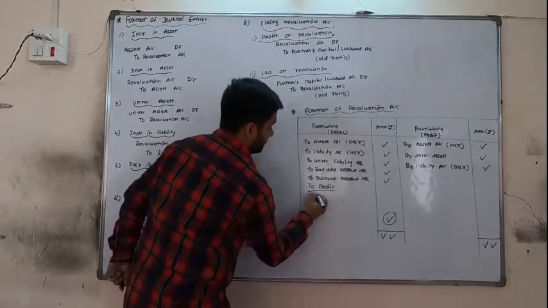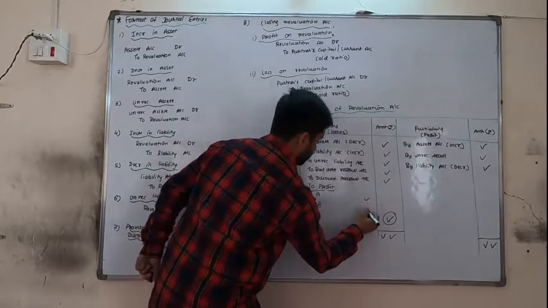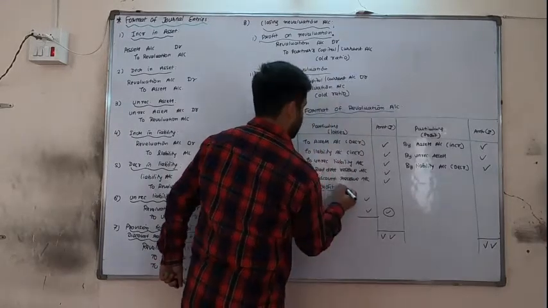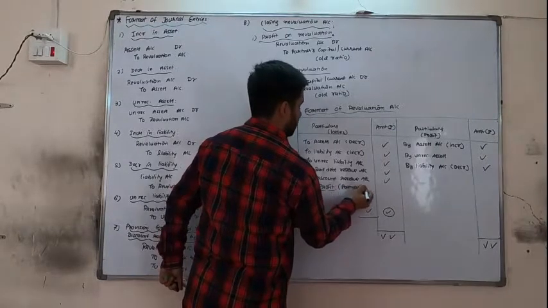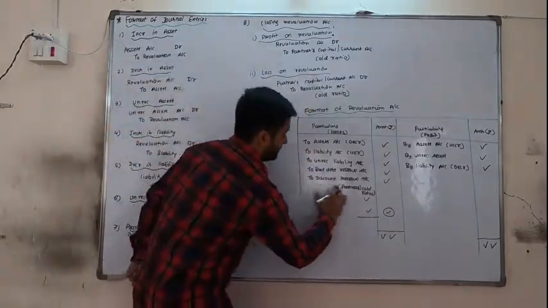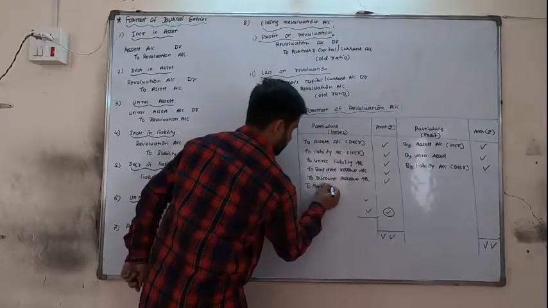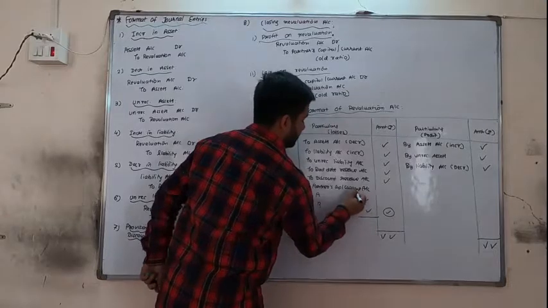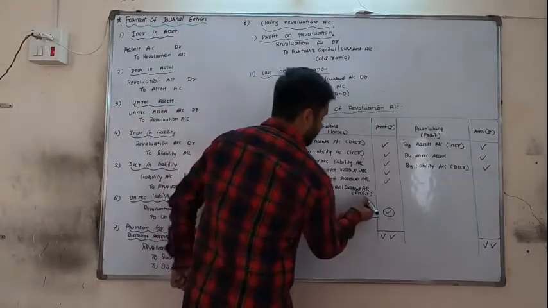To profit A, B, and the ratio will be the old ratio. Or else you can write in this way so that it will be easy. To partners' capital or current account, in bracket write profit. Partners' capital or current account, in bracket write profit.